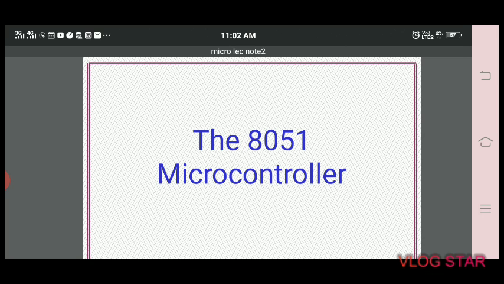Then, in addition to that, how do we differentiate a microprocessor and a microcontroller? In a microprocessor we have general purpose registers, stack pointer, program counter, clock timing circuits, then interrupt circuits, etc. But in a microcontroller, in addition to the microprocessor parts, we have ROM, RAM, IO devices, timers, counters, etc.